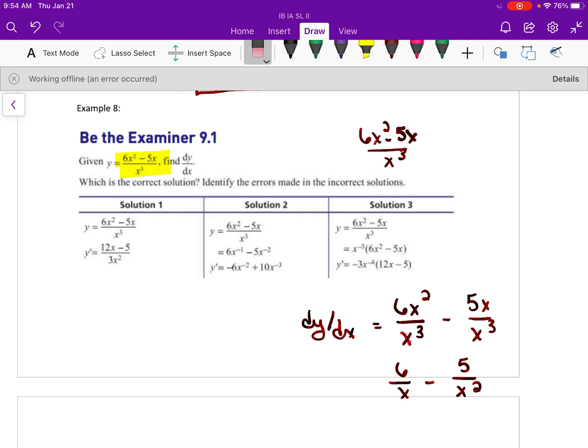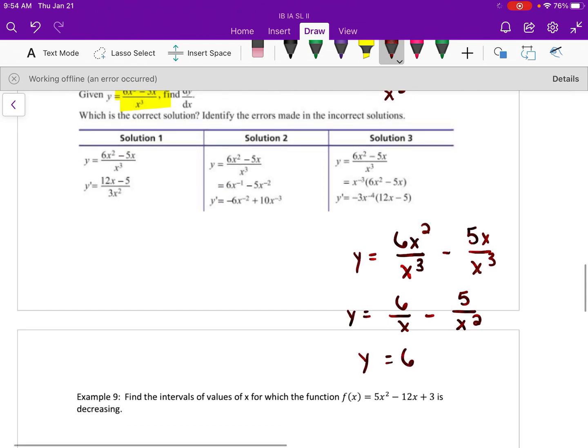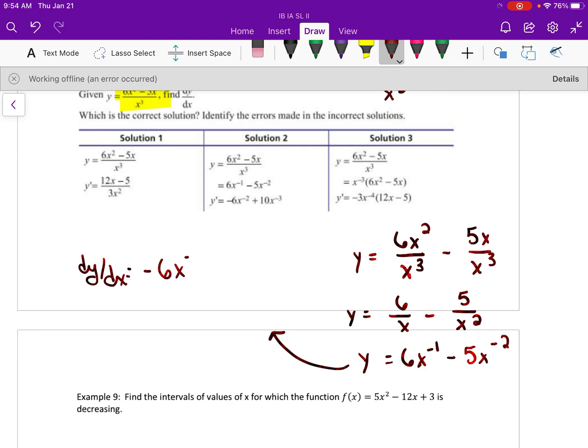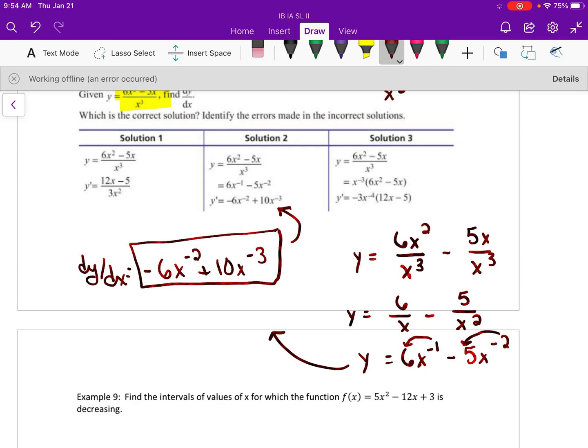Well, we haven't taken the derivative yet, so I'm going to leave this as the original function, because to not be confusing, this is still what y is. And then we can rewrite y as 6x to the negative 1 minus 5x to the negative 2. So when we go to take the derivative of that, we bring down our exponent, and we get negative 6x to the negative 2 plus 10x to the negative 3. That happens to match the answer shown here. We get that from bringing our exponent down, multiplying, and then subtracting 1 from the power.